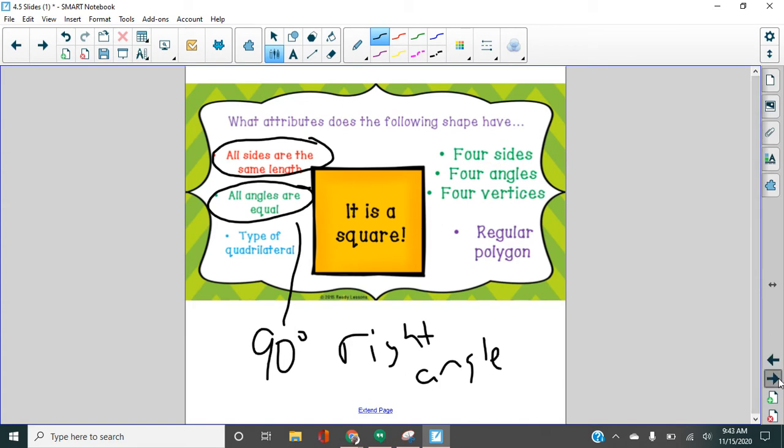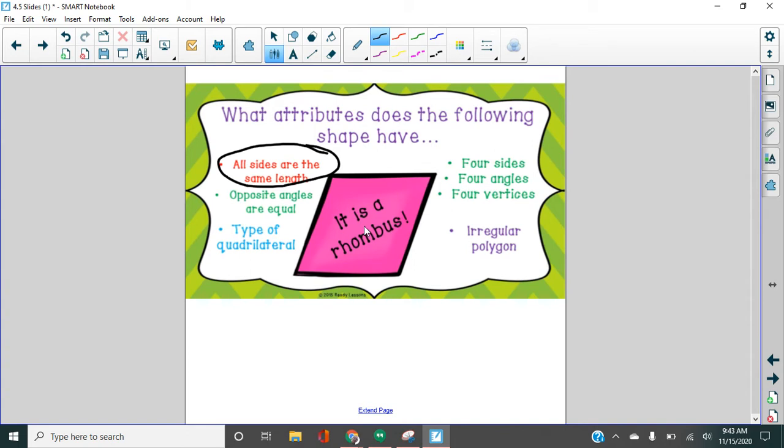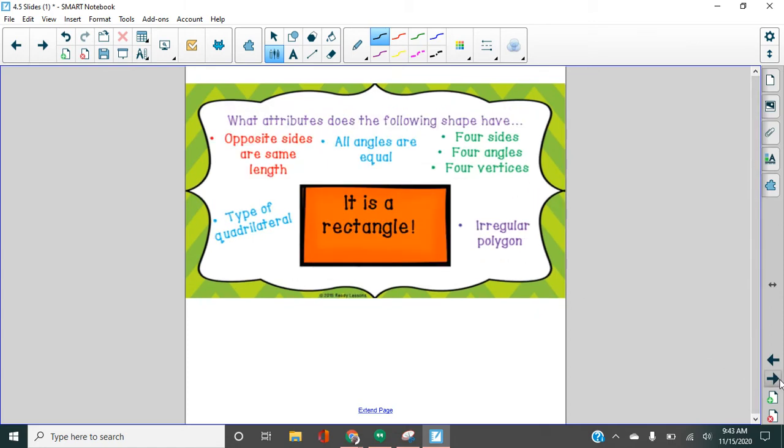Now, is this a square? No, of course not, right? Because it doesn't have four right angles. So we have two types of shapes that have four equal sides. If they have four equal sides, they are a rhombus. Some rhombuses are squares.